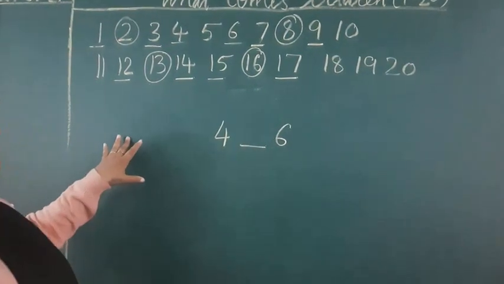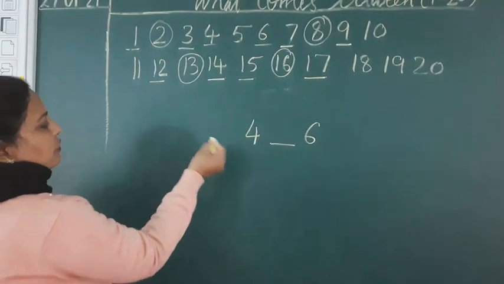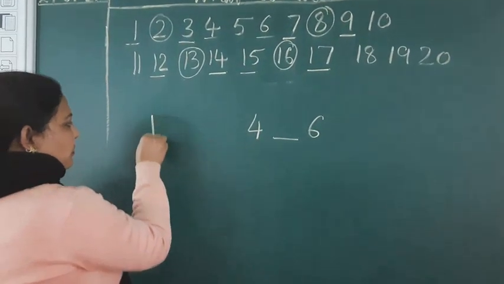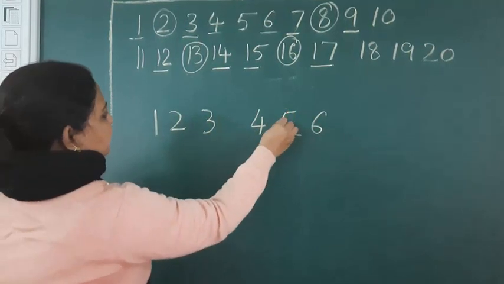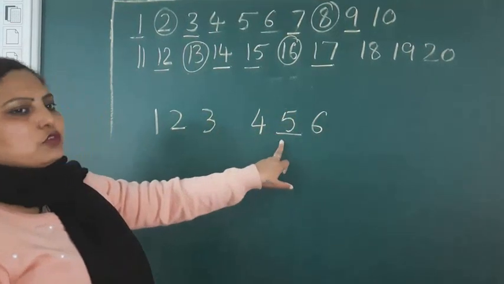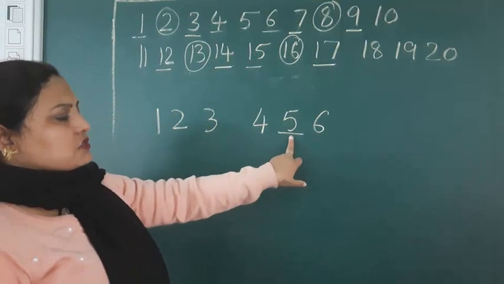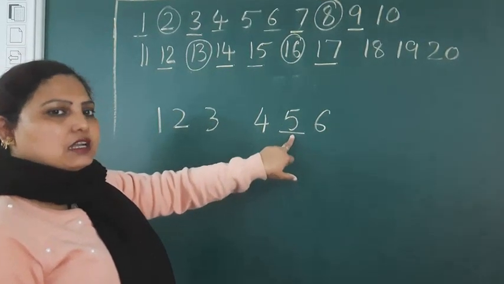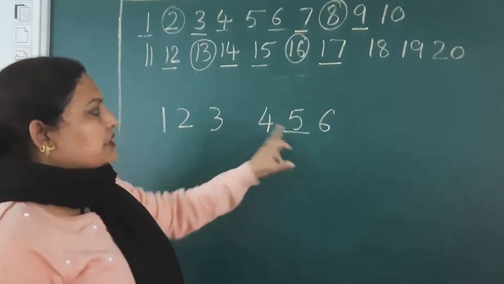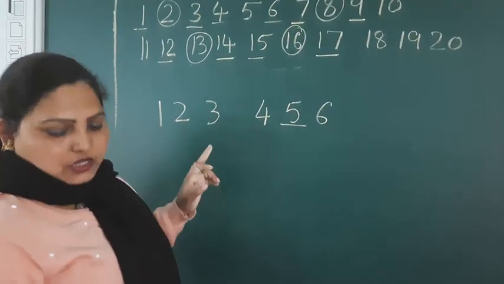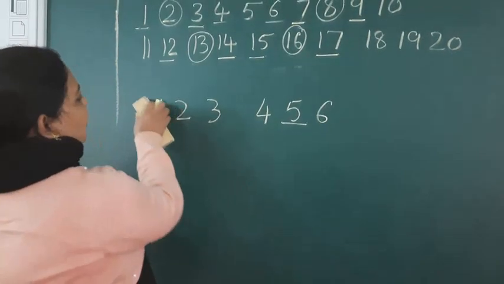Now what you have to do, before 4 which number will come, you have to write 1, 2, 3, 4, 5. So like this, counting the numbers you will come to know. The between number will come automatically. Okay, so this is called the between number, and children, you have to do all the numbers very carefully.